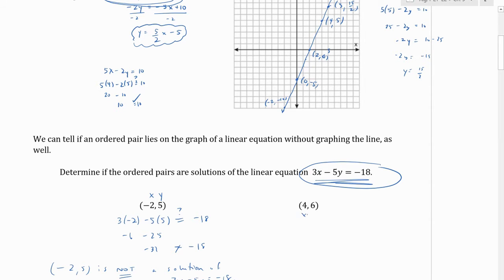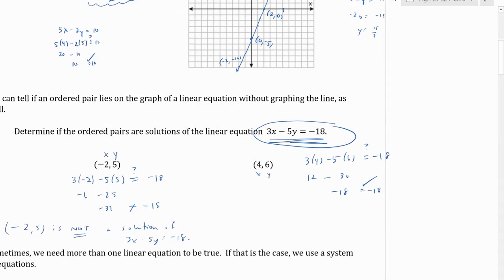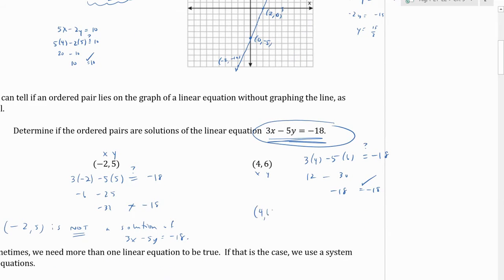Okay, let's try this one. 3 times the x minus 5 times the y, does that equal negative 18? It does. So 4, 6 is a solution of this linear equation. So if I were to graph this line, I know that 4, 6 would lie on it. But it's more than that.